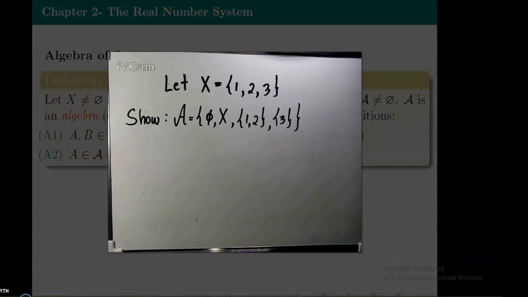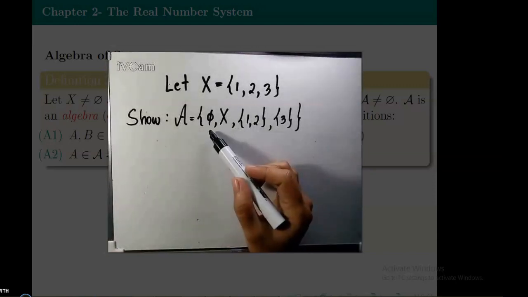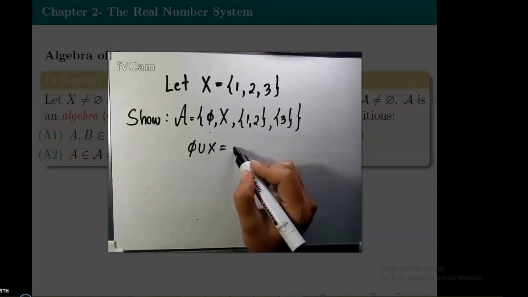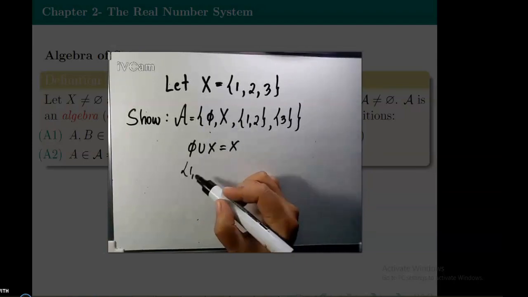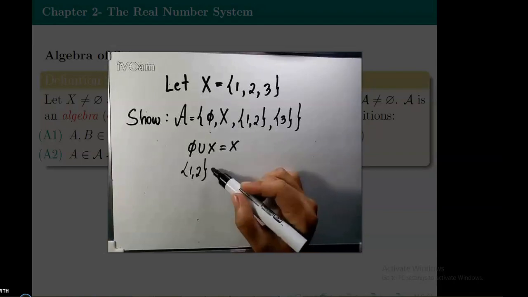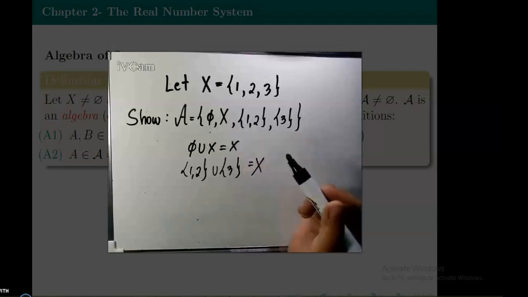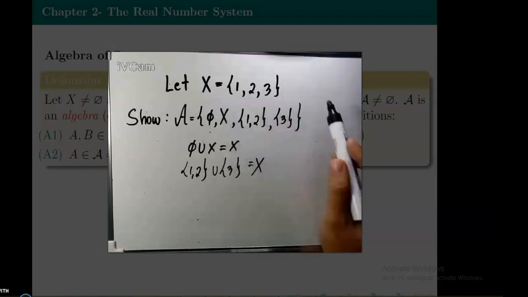So let's have this first. If we consider empty and X, empty union X is equal to X. Of course, X is in the collection. Another one, if we have the set 1, 2 union this set, it is equal to X. Still, X is in the collection. And then, we will try all the possibilities. So, let's do it.